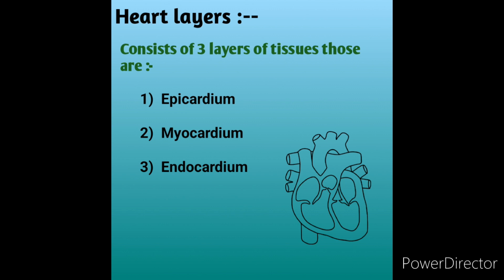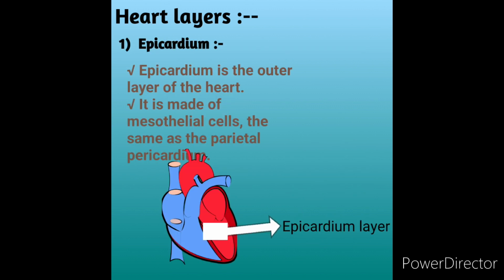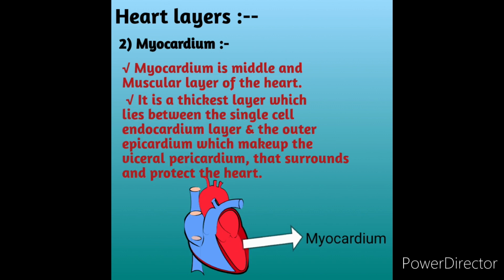Here the first one is the epicardium, friends. The epicardium is the outermost layer of the heart. Histologically it is made up of mesothelial cells and is the same as the visceral layer of the pericardium. It is made up of mesothelial cells, adipose tissue and connective tissue, both of which are present in the epicardium. Here we can see in this picture.